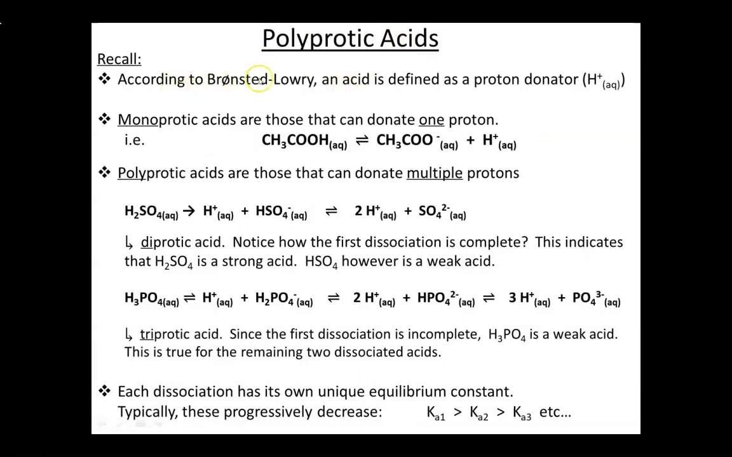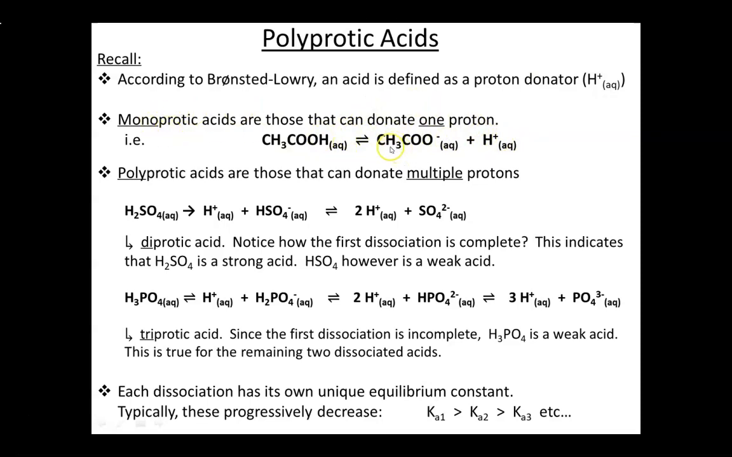If you recall, according to the Bronsted-Lowry definition, an acid is defined as a proton donor. So whichever compound releases the H+ ion is considered to be an acid. However, some acids can release more than 1 proton. So for instance, acetic acid over here is considered to be monoprotic. Remember, protic sounds like proton, and a proton is basically an H+ ion. So with acetic acid, it can release this 1 H, and that's why it's called monoprotic.